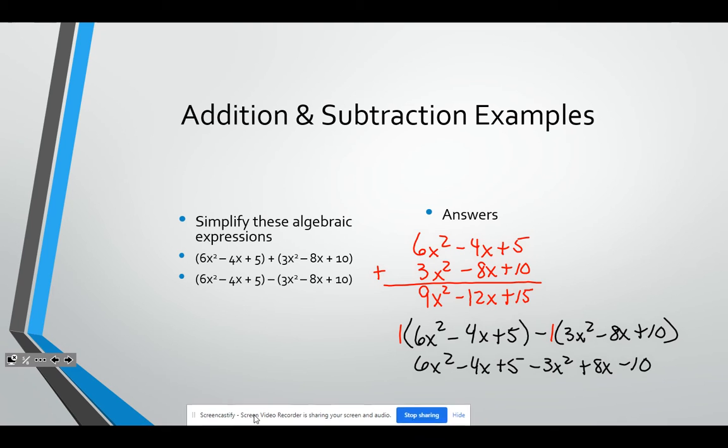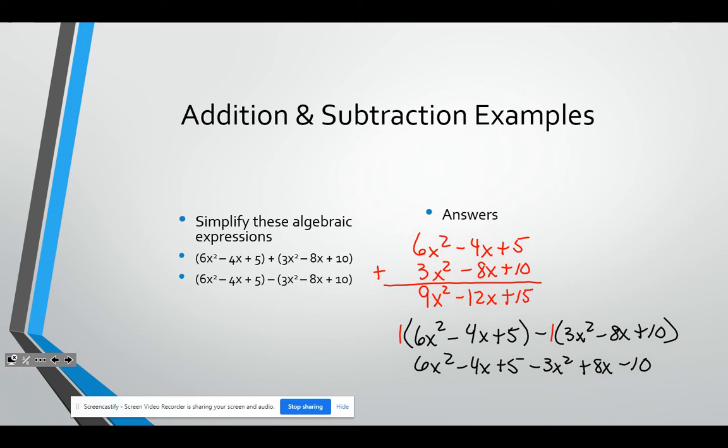Then we can go through and combine all the like terms that we see. I see a positive 6x squared and a negative 3x squared. That's 3x squared. I have a negative 4x and a positive 8x. That gives me a positive 4x. And a positive 5 and a negative 10 gives me a negative 5. So that'll be my final answer for the second one.